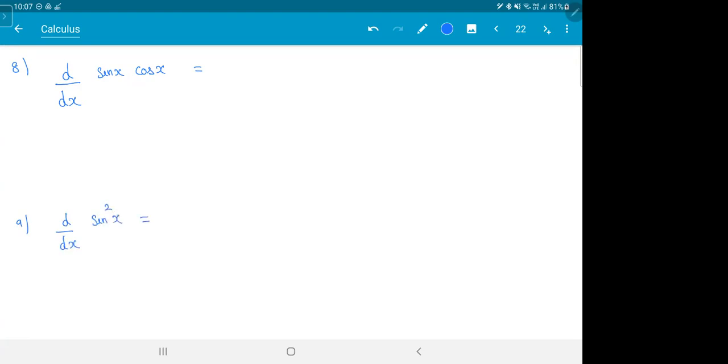Product rule, f of x into g of x. So we have two functions there, sin x into cos x. Second thing is d by dx of sine square x. How to do these things? Give it a try. Others, keep your cams on.